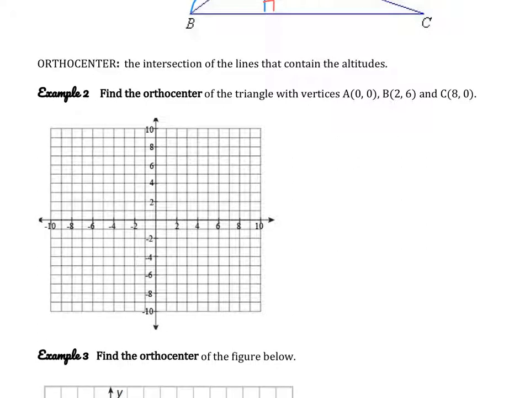So let's see if we can find the orthocenter of the triangle with vertices at the origin, 2, 6, and 8, 0. So I'm going to start by drawing out our triangle. Here's the origin. So that's point A. 2, 6 is right here. So that's point B. And 8, 0 is over here. So that is point C. Now we can draw our triangle ABC.